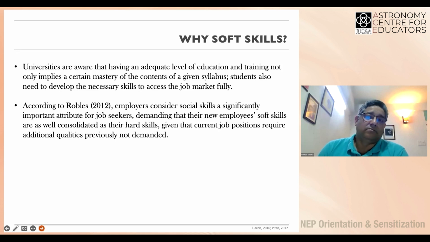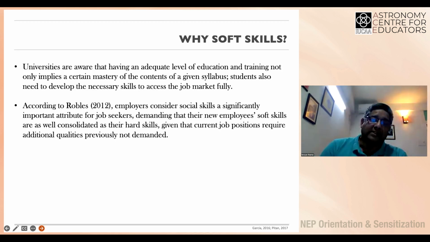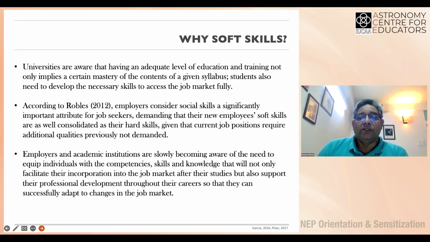Along with the hard skills, employers in any field actively seek employees who have a lot of soft skills. Employers and academic institutions are slowly becoming aware of the need to equip individuals with the competencies, skills, and knowledge that will not only facilitate their incorporation into the job market after their studies, but also support their professional development throughout their career. So, as I told you, the hard skill will help you get a job, whereas the soft skill will help you develop as a professional, and scale new heights in your career so that they can successfully adapt to changes in the job market.